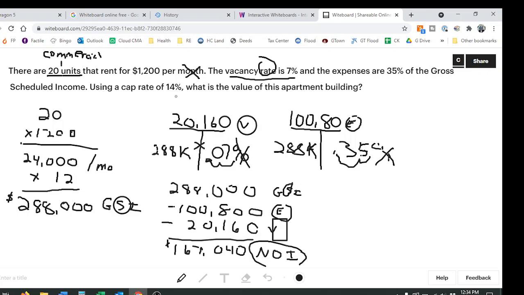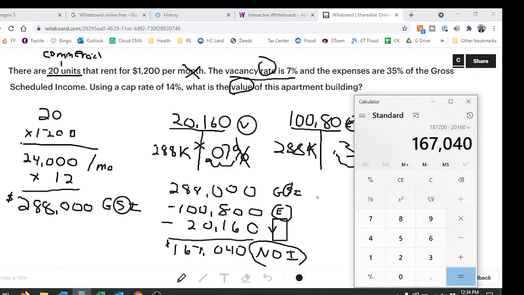It says, using a cap rate of 14%. I just saw the word rate, so I can draw another T. It says 14%, which we can cross out that percent sign and move the decimal place over 2 places to the left. Then I'm going to put the net operating income up here, 167,040. The NOI, the smallest number, goes on top because we're trying to find the value. What's the value of this? So I would put a question mark there.